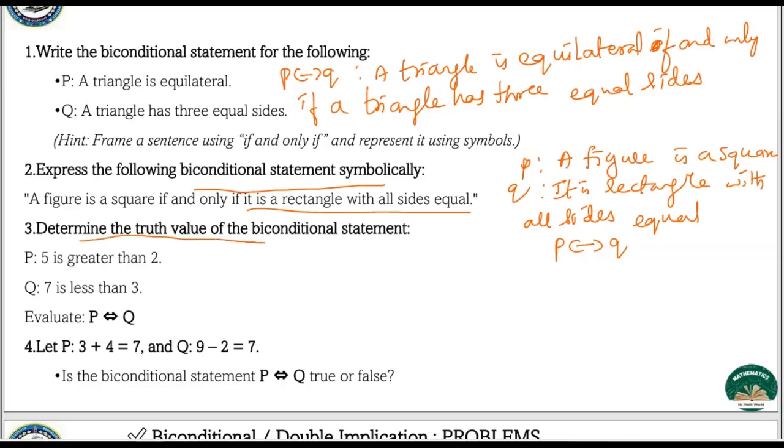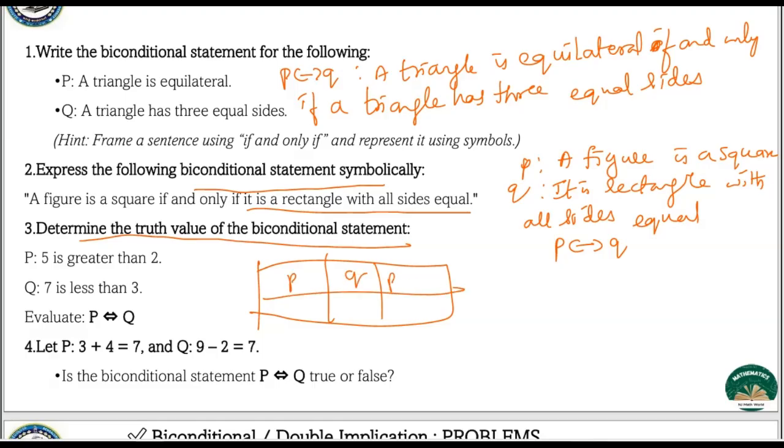Then determine the truth value of the biconditional statement. So they're asking you to draw the truth table. So yeah, how to write? P, Q, P double implication Q. So 5 is greater than 2. Yes, it is true. 7 is less than 3. It is false. So here T F, the answer is only if both are same we should write T. If not, it is F.